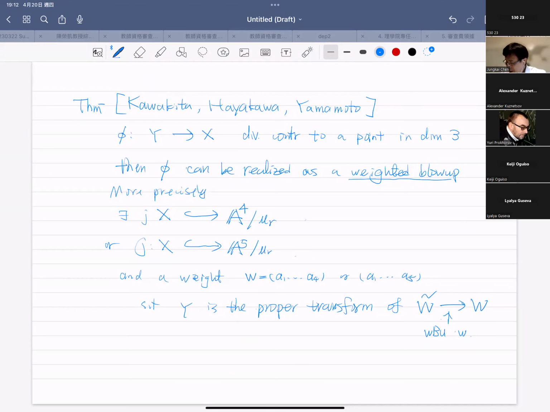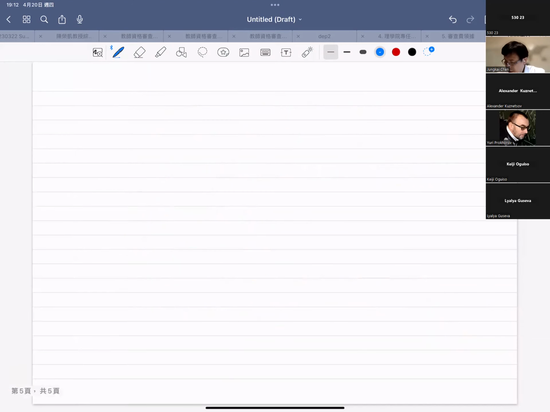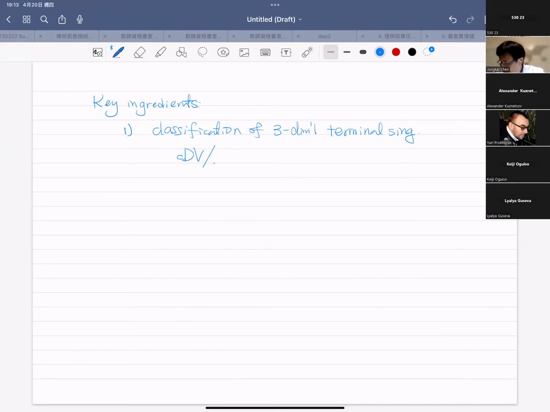Okay, so the main ingredient behind this theorem basically consists of the following. The first key ingredient, of course, is the classification of 3-dimensional terminal singularities. It is a known result, mainly due to Mori and Reid, that a 3-dimensional terminal singularity can be classified as a compound Du Val singularity, maybe quotient by a certain cyclic group.